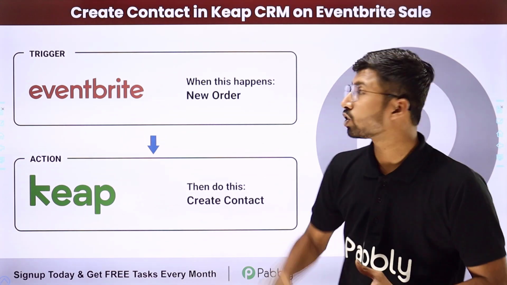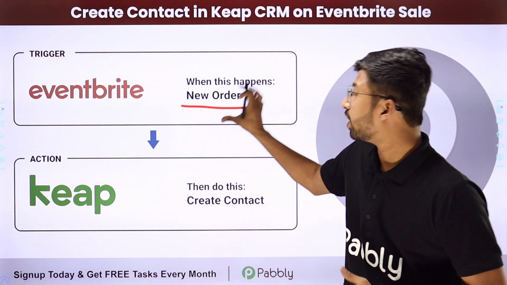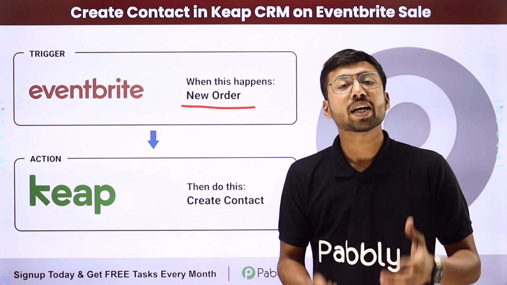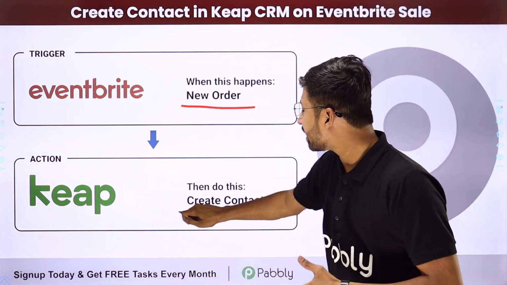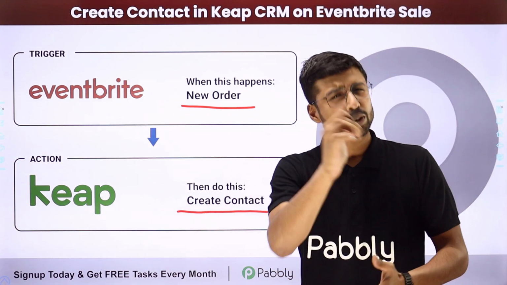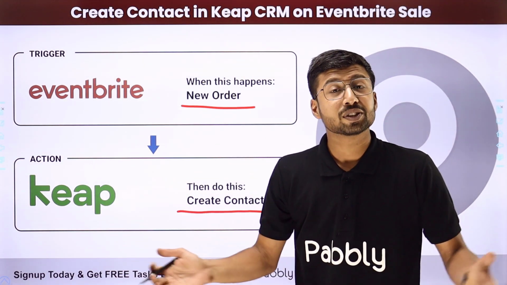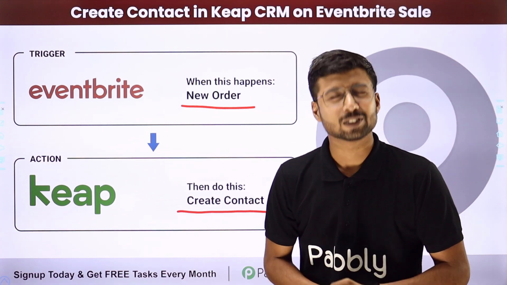Using this automation, whenever we receive a new sale, a new order in Eventbrite, all the attendees who have booked a ticket using Eventbrite will automatically be added as a contact in Keap CRM. So if you want to know how you can set up this automation, you just have to come with me to my screen.